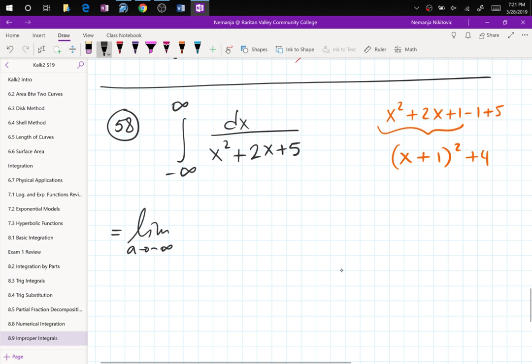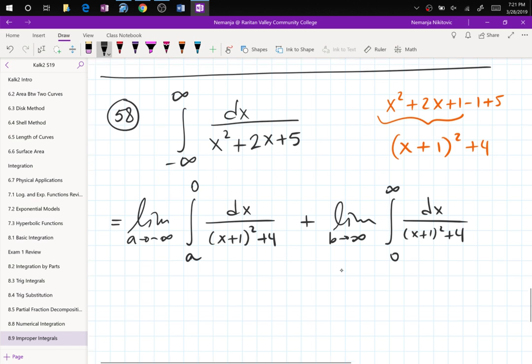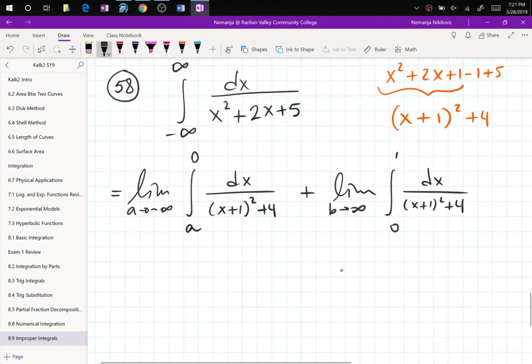Limit a goes to negative infinity, integral a to 0, right? You can pick any number in between. And we have dx over (x plus 1) squared plus 4, plus limit b goes to positive infinity, 0 to b, dx over (x plus 1) squared plus 4. Please observe that these two integrals are exactly the same. So you just need to integrate one and use the same antiderivative with both sets of values to plug in.